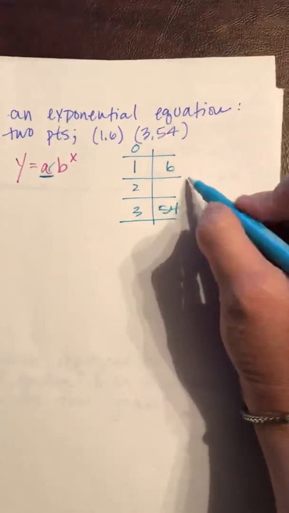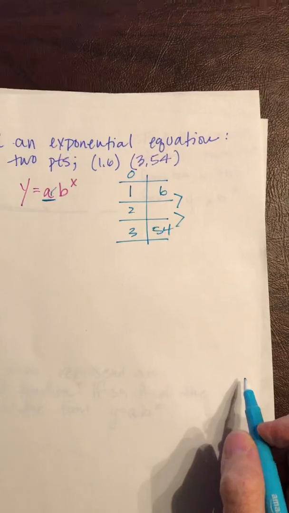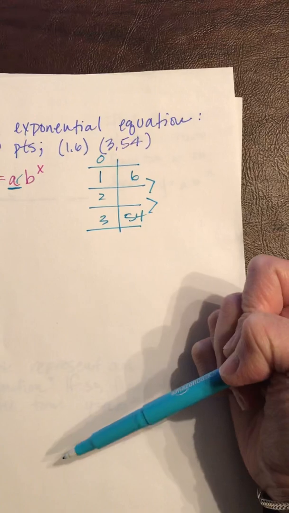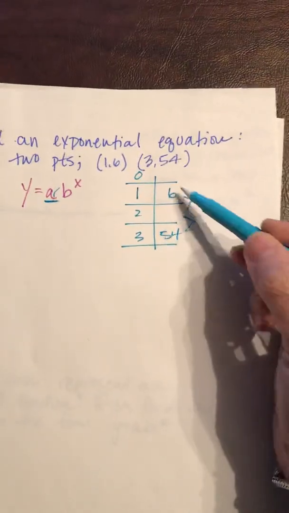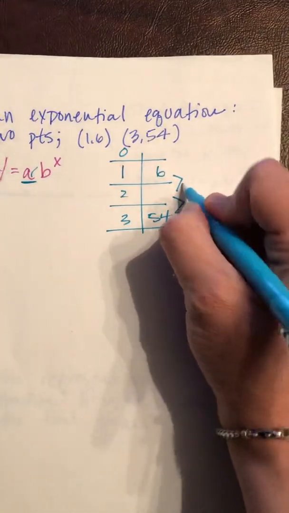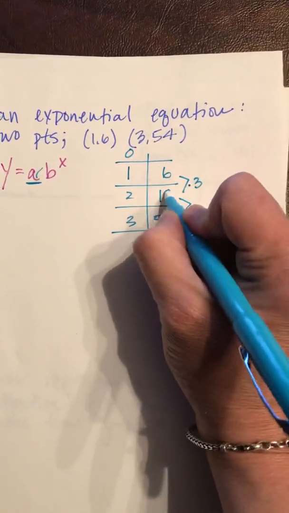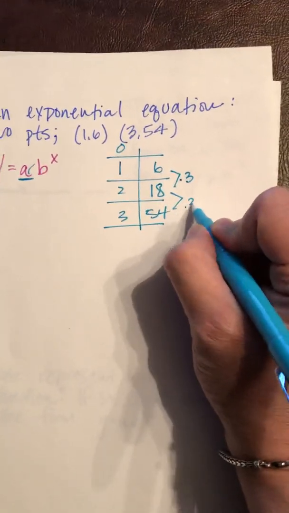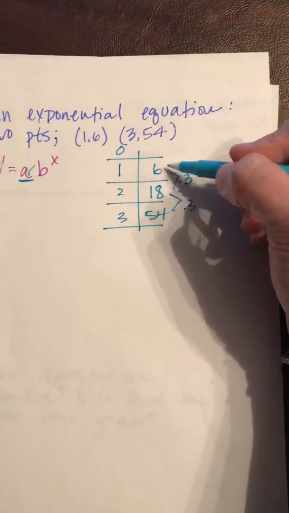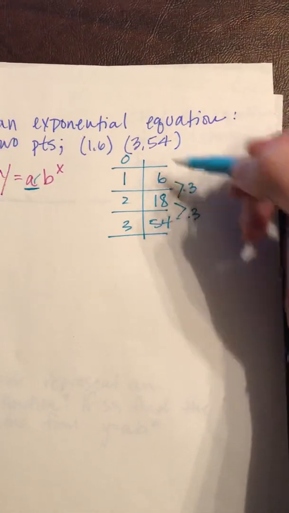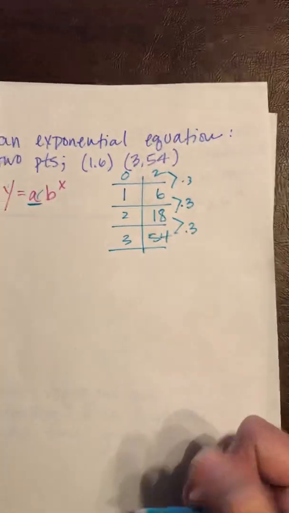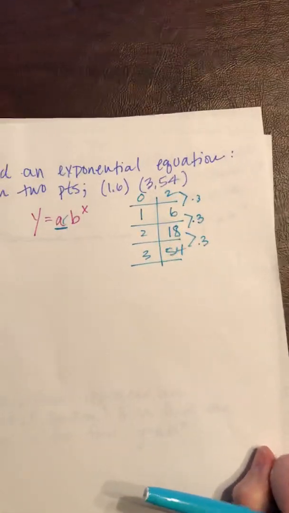Our b value is what you're multiplying by to get to the next value, and the next value. Since we know it's exponential, we know we're multiplying by something. So now we just have to figure out what it is. You can play around with it. Maybe it's obvious to you, but I noticed that if I multiplied by 3, I would get 18, and if I multiplied this by 3, I'd get to 54. So my pattern seems to be that I'm multiplying by 3. To work backwards to figure out the starting value, I would divide by 3 and get 2.